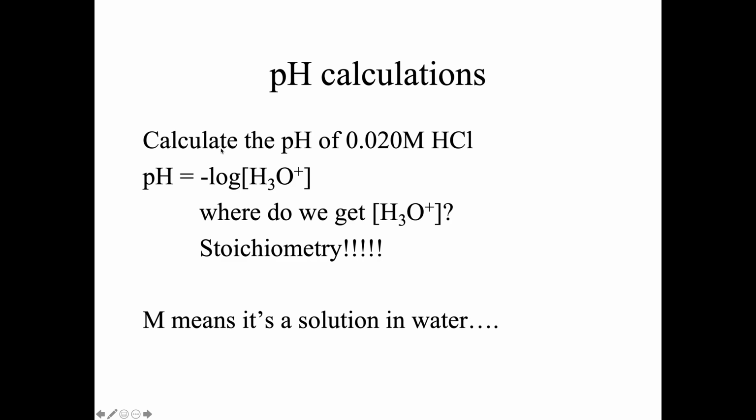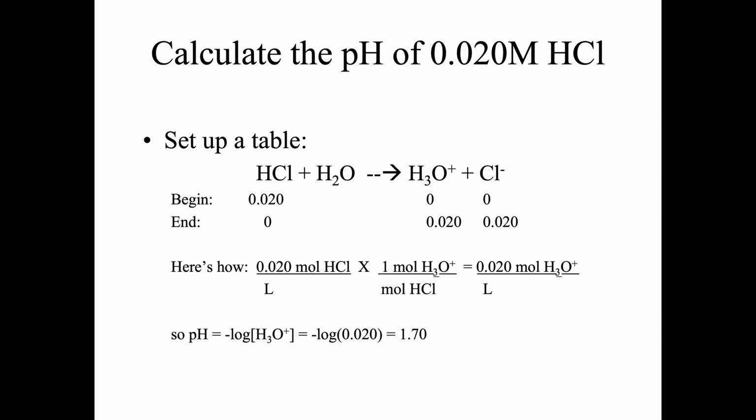So if I ask you to calculate the pH of 0.020 molar hydrochloric acid, well, where am I going to get the H3O plus? That's nowhere to be seen. I'm going to get it from stoichiometry, all right? And remember, if it's a molar solution, it's in water, and we know what acids do in water. So what we're going to do is start with a balanced chemical equation, set up a table. So this is shorthand stoichiometry. At the beginning, I have 0.020 molar hydrochloric acid, but it all reacts. And so at the end, this is all gone, and I have 0.020 molar H3O plus.